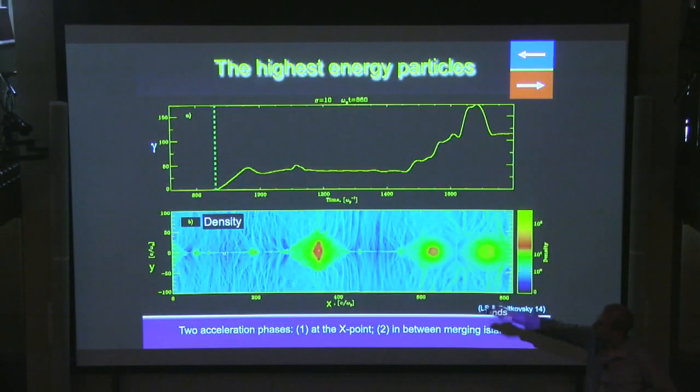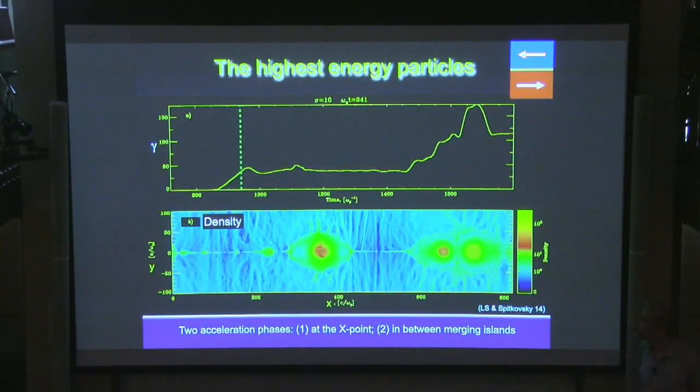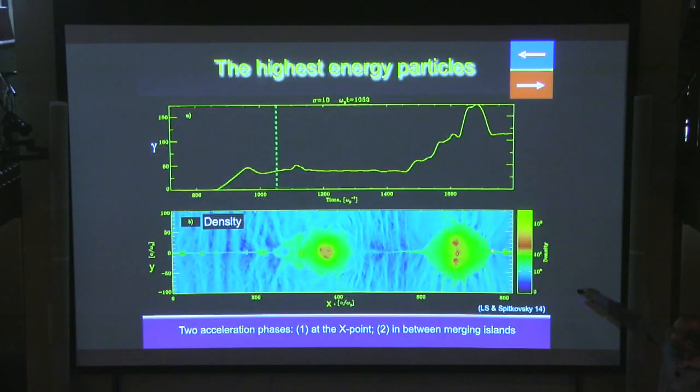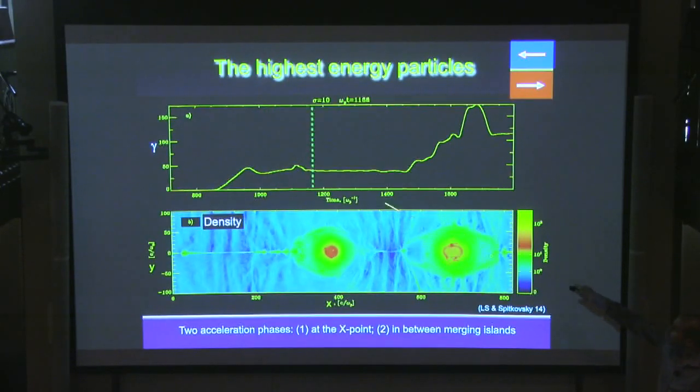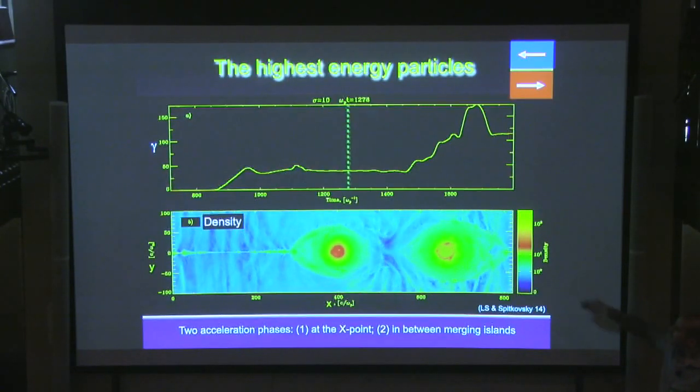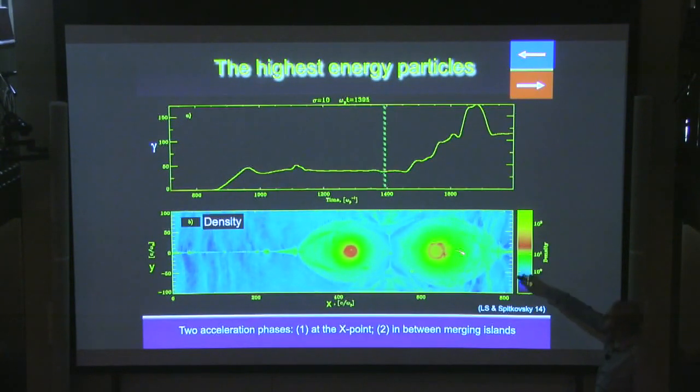That's when the particle interacts with the X point. The region that is special because the electric field can be larger than the magnetic field, so the particle can be readily accelerated. This is the first acceleration episode. And then the particle is trapped inside these big islands. Pretty much nothing happens in its energy up to the point in which these two islands are merging.